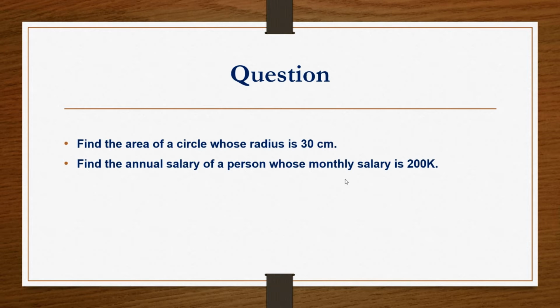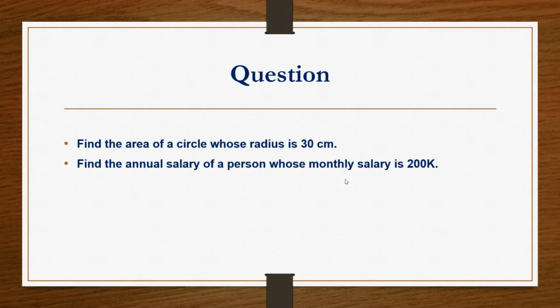People will ask me, what is the need of a constant here in VBA? So the answer is, I've given two questions over here. Find the area of a circle whose radius is 30 centimeters, and the second is find the annual salary of a person whose monthly salary is 200K. Even we can directly solve these questions, but what is the need of this? Because when you are working in complex programming and you need something similar, you can use it in a function. So in a dynamic way, you can see those values. Let me give you a very small example here.